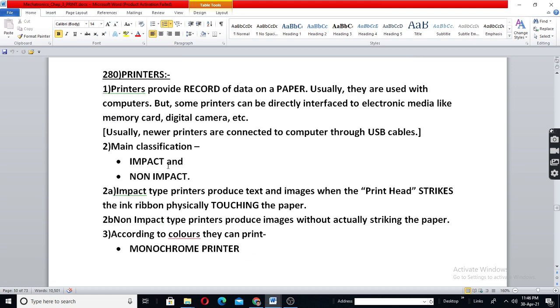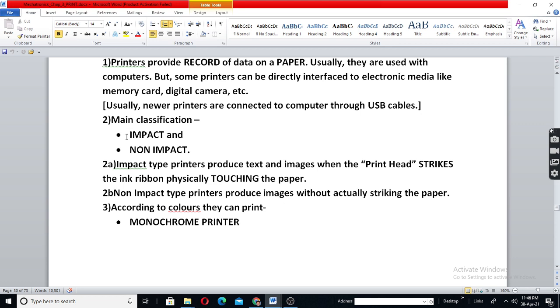The main classification is two types, say impact and non-impact. Impact means the printer head will touch the paper by force. Example, dot matrix printer. You will be hearing sound. So it touches there.